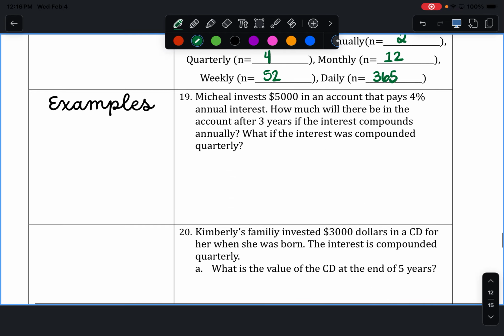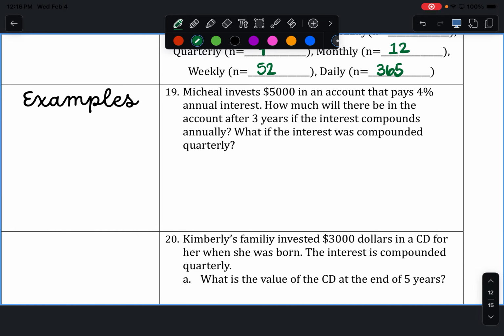So for number 19, it says Michael invests $5,000 in an account that pays 4% annual interest. How much will be in the account after 3 years if the interest compounds annually? Then it also asks, what if the interest is compounded quarterly?